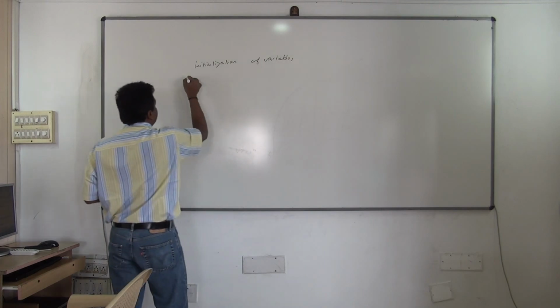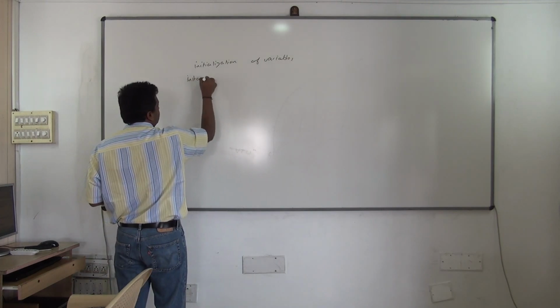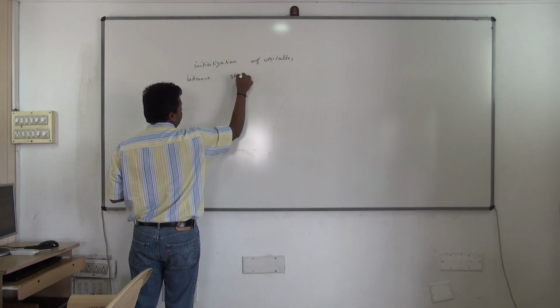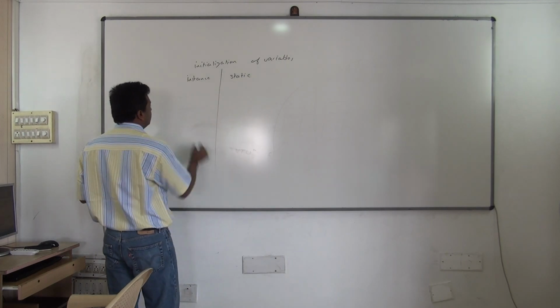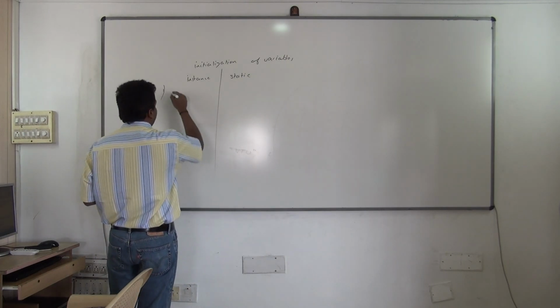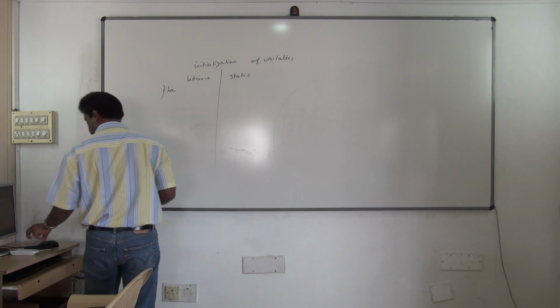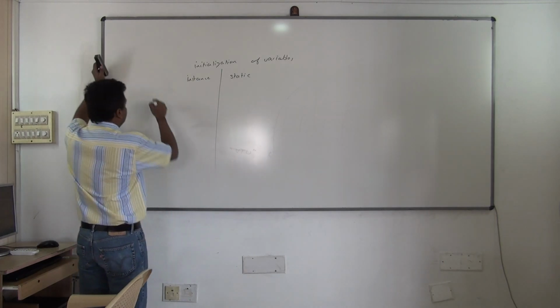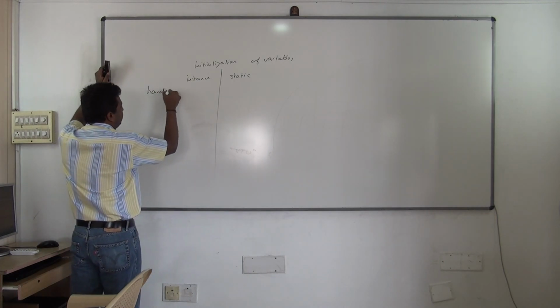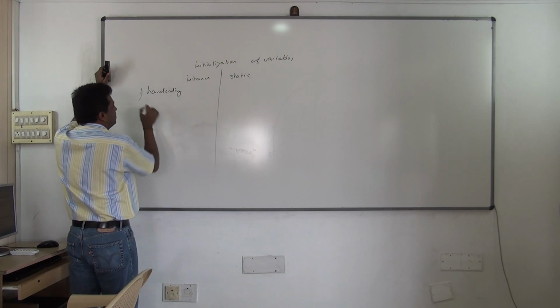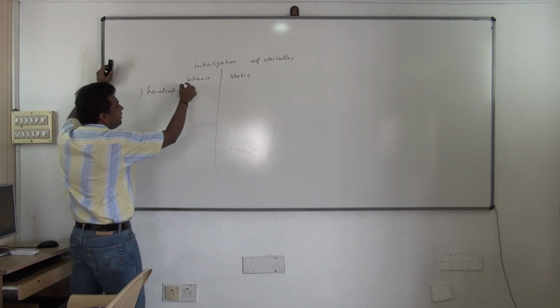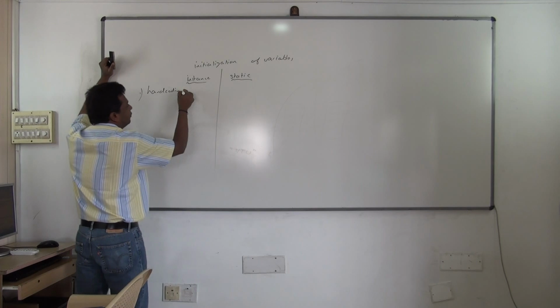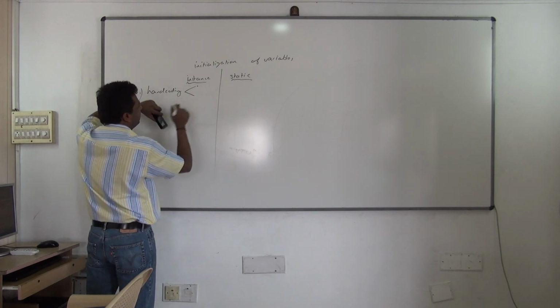Which two variables? Instance and static. The first one is hard coding. So the first way you can initialize your instance variable is by hard coding. Hard coding can be done in two ways. You can do it while declaring a variable.